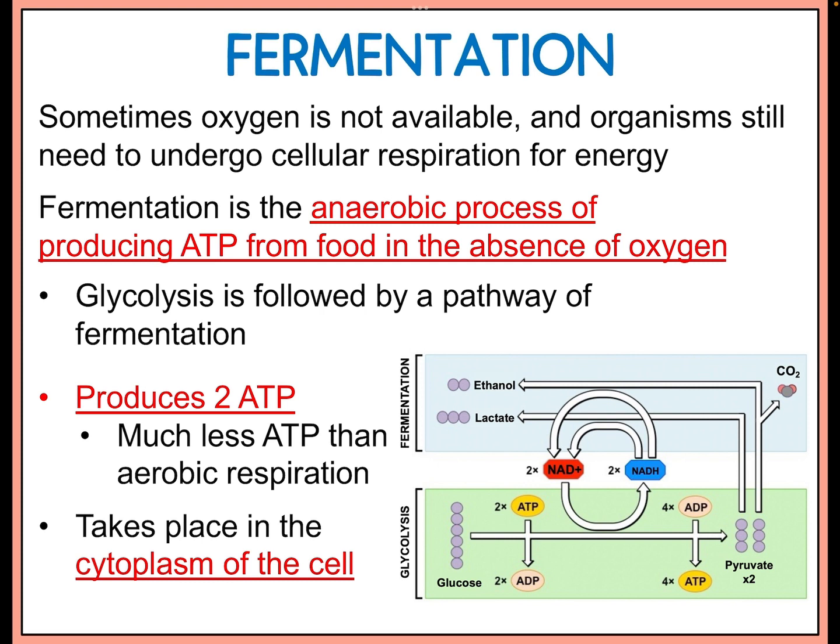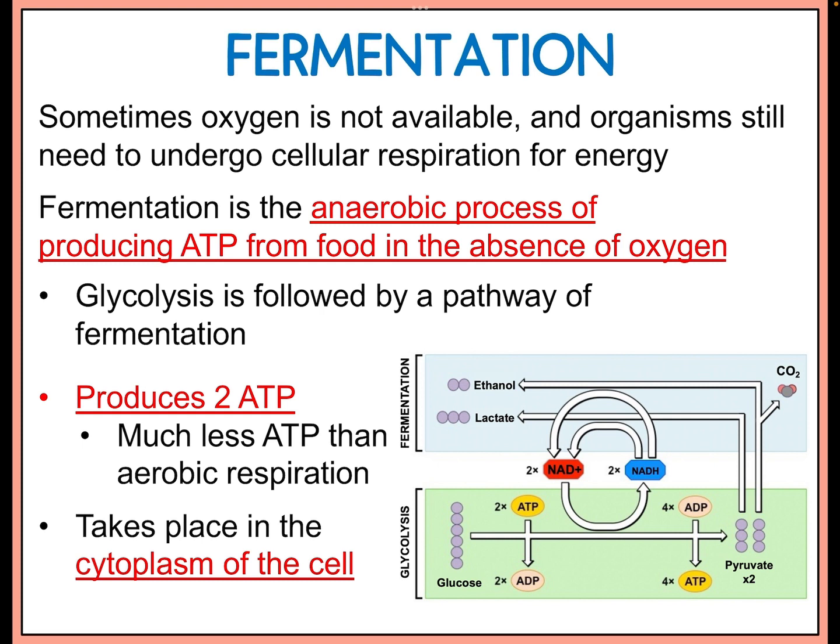Fermentation. Sometimes oxygen is not available and organisms still need to undergo cellular respiration for energy. Fermentation is the anaerobic process of producing ATP from food in the absence of oxygen. Glycolysis is followed by a pathway of fermentation. This produces 2 ATP. And remember, that's much less ATP than aerobic respiration.